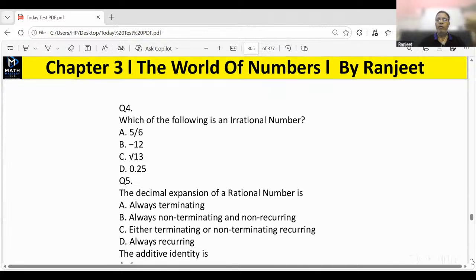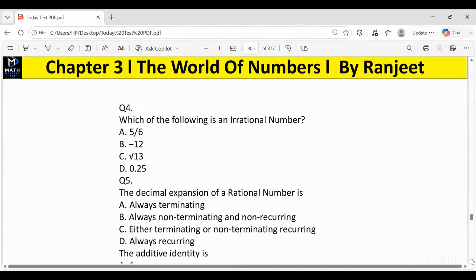Question number 4. Which of the following is an irrational number? Sir, C. Root 13. Why? And now open your cam. Don't hide your face. Yes, sir. Okay. What is the definition of an irrational number? How is root 13 an irrational number? Can you prove it?